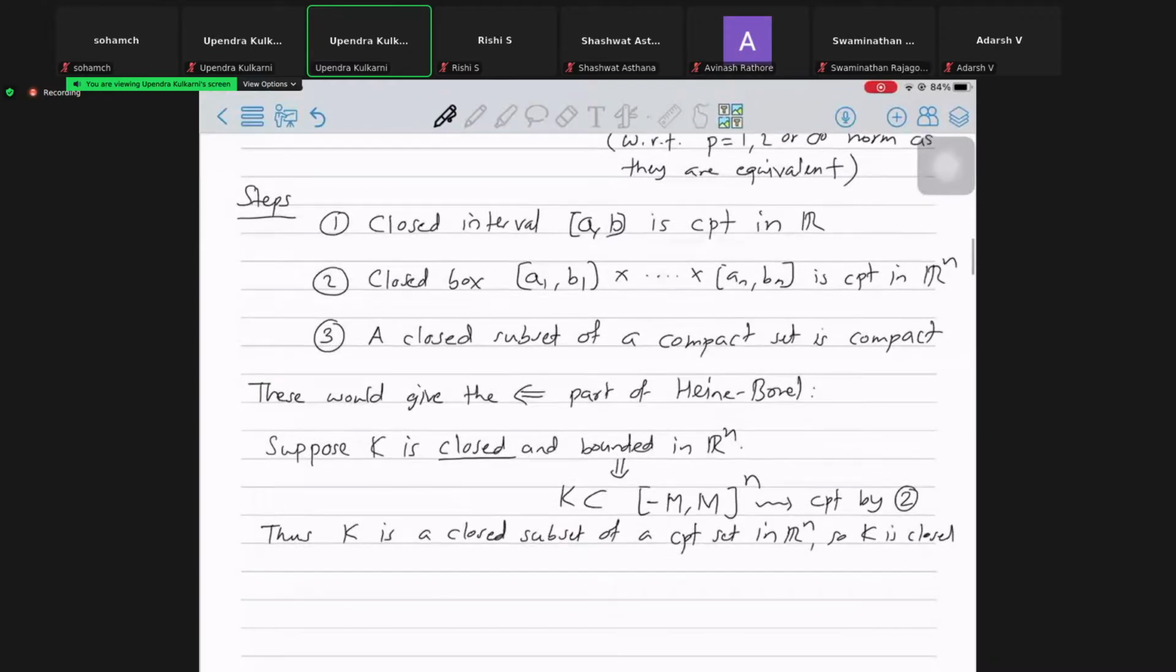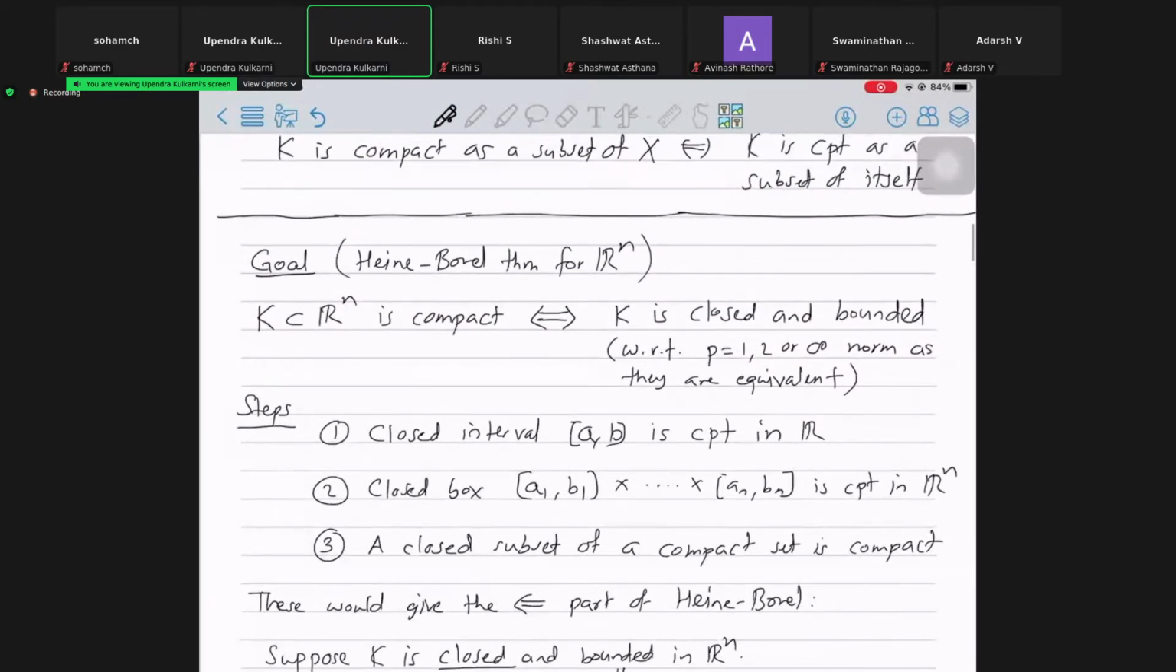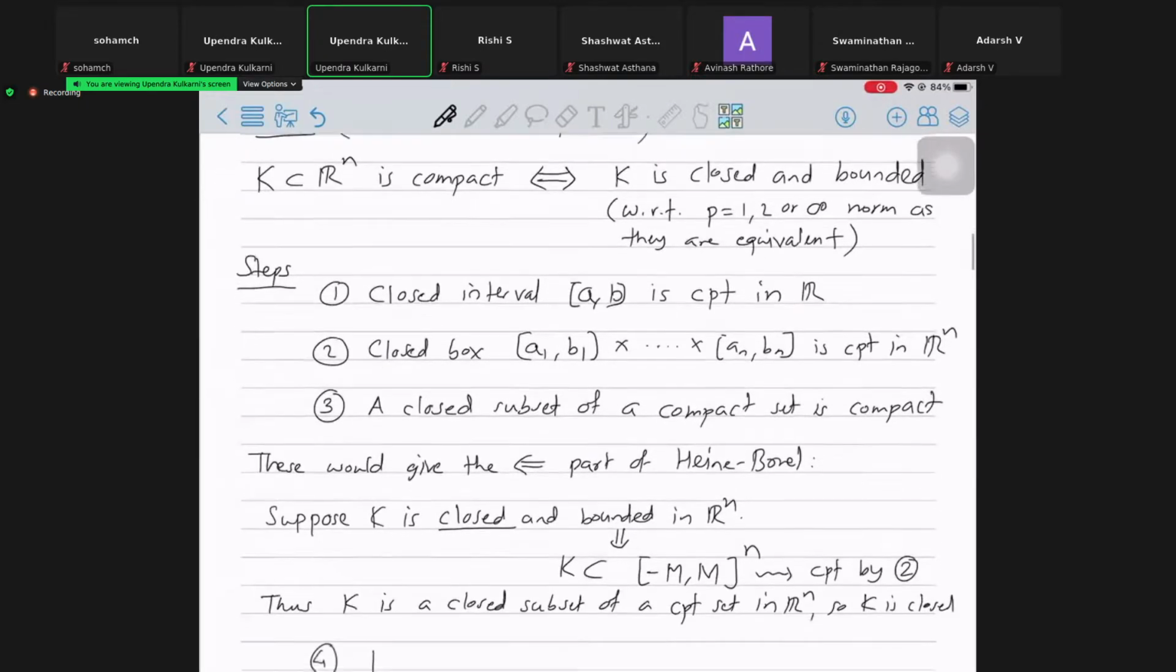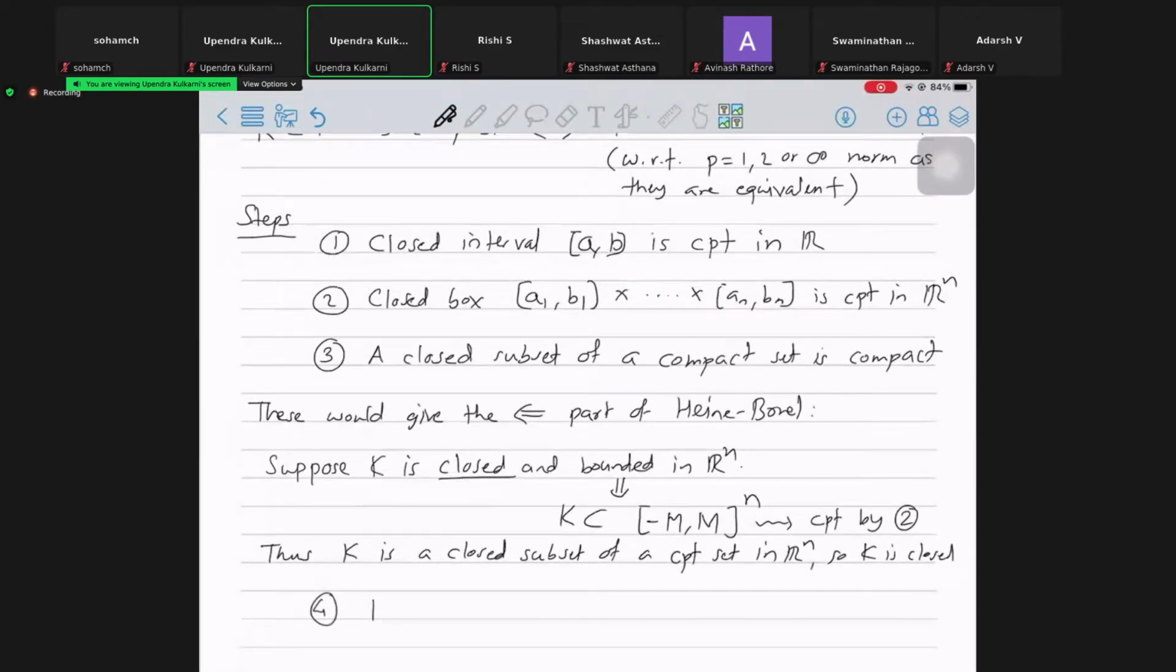All right. And then number 4, which is the converse direction. So proof of 4. What is the converse direction? It says that any compact set must automatically be closed and bounded. And in fact, this is true not just for Rn, but this is true for any metric space. So let's see this.